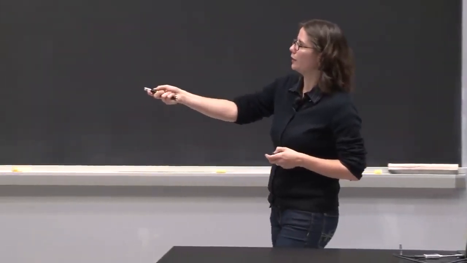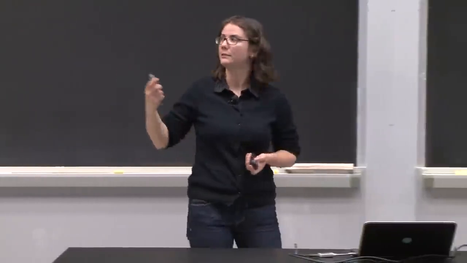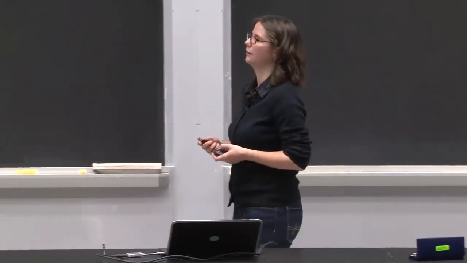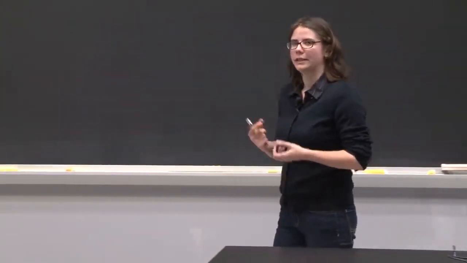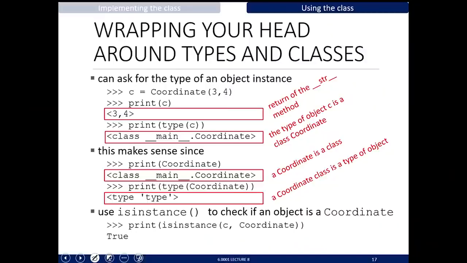If we look at coordinate as a class, if we print what coordinate is, this is what Python tells us. If we print coordinate, it's a class named coordinate. And if we print the type of a coordinate, well, that's just going to be a type. So class is going to be a type. So you're defining the type of an object. If you'd like to figure out whether a particular object is an instance of a particular class, you use this special function called isinstance. So if you print isinstance c, coordinate, this is going to print true because c is an object that is of type coordinate.